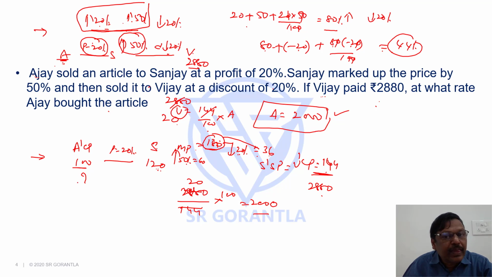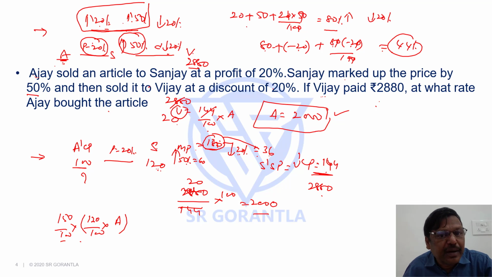The third approach is the basic concepts. See the first video in this module, in the playlist, basic concepts of profit and loss. If Ajay's cost price is A, he sold at 20% profit, so his selling price is 120% of his cost price A. That is Ajay's selling price, or Sanjay's cost price. Sanjay marked up the price by 50%. What do you mean by marking up the price by 50%? You are increasing the price by 50%. If you are increasing by 50%, it will be 150% of this. This will be Sanjay's marked price.